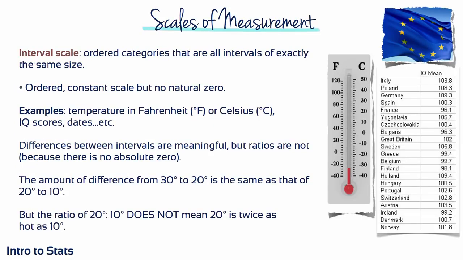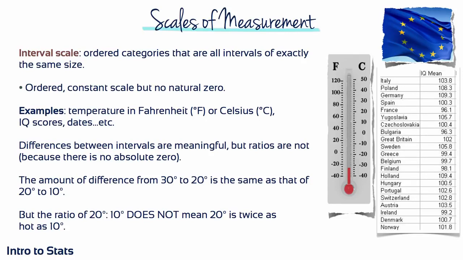An interval scale consists of ordered categories that are all intervals of exactly the same size. Equal differences between numbers on the scale reflect equal differences in magnitude. However, the 0 point on an interval scale is arbitrary and does not indicate a zero amount of the variable being measured. For example, you know that a measurement of 80 degrees Fahrenheit is higher than 60 degrees Fahrenheit, and you know it's exactly 20 degrees higher.